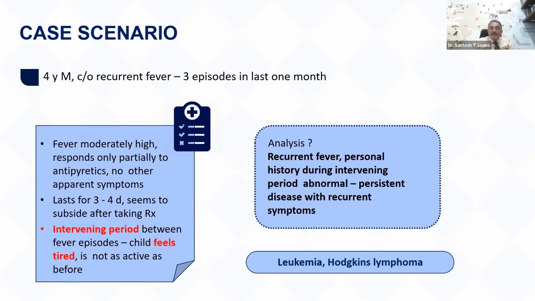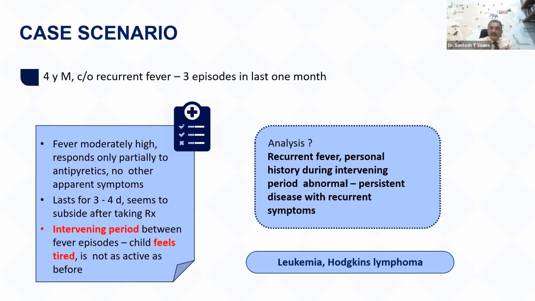In the intervening period between the fever episodes, the child feels tired and is not very active. He is lying down all the time, whining, crying, and gets attached to the mother. So your analysis: this child has recurrent fever, and the personal history during the intervening period is abnormal. That is, he's sick, all the time lying down, not active.